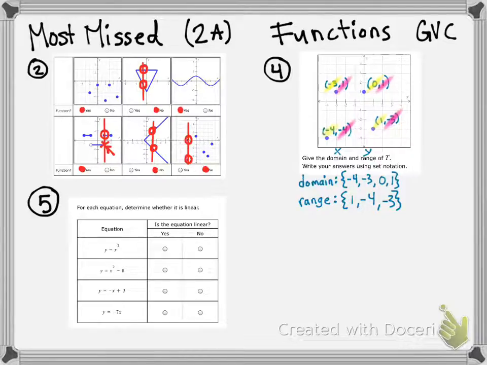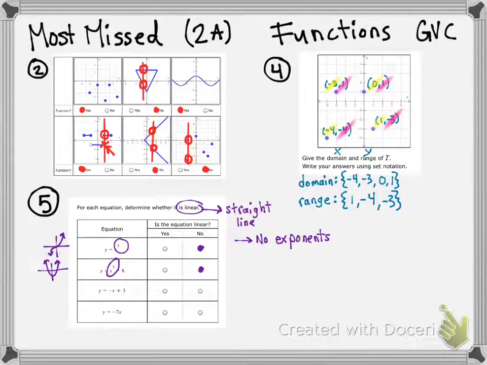On number 5, we want to decide whether or not each equation is linear. Linear means that it would make a straight line when we graph it. Well, there are a couple of giveaways. If we ever have exponents in our equation, that means it's not going to be a straight line, because exponents curve the line. You can graph these using the Desmos.com graphing calculator if you wish. These ones without exponents, when we graph them, are straight lines, and so you can tell that they are linear because they make a straight line.